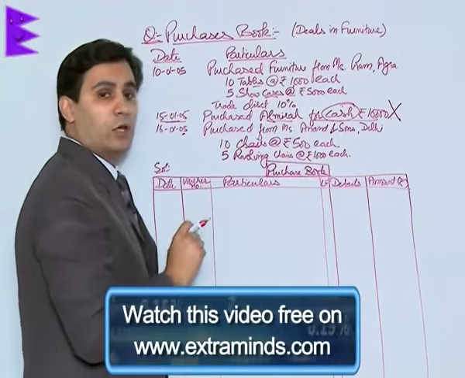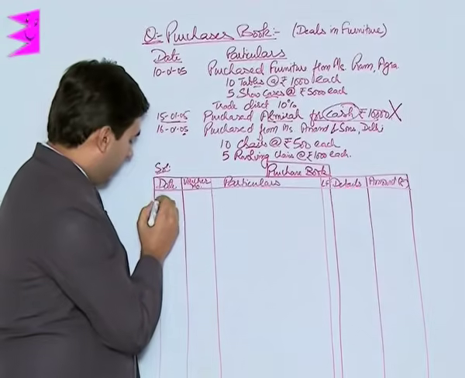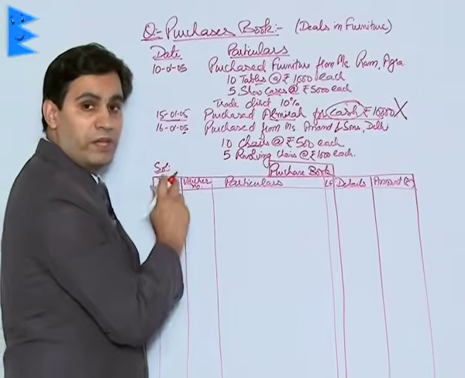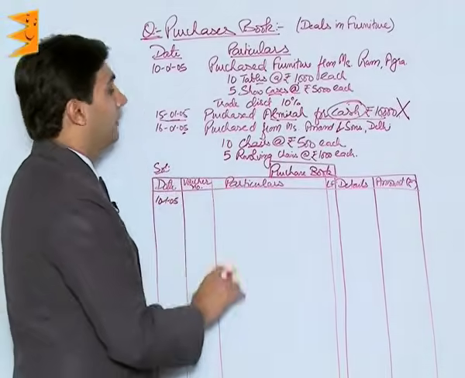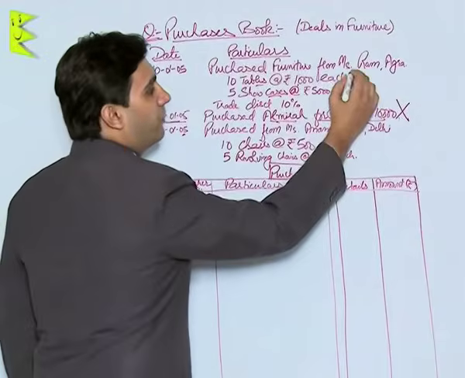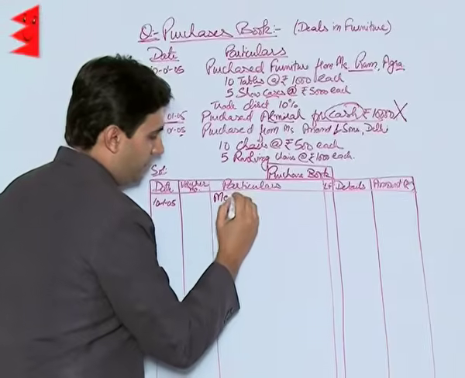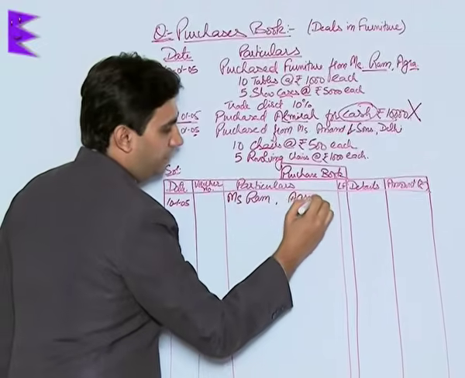Now let's see how they will be recorded. On 10th January, mention date here, 10th January 2005, voucher number if it is given to you. In this case no voucher number is given, so leave it blank. Purchase furniture from Messrs. Ram, Agra. So write the name Messrs. Ram, comma, the place, that is Agra.